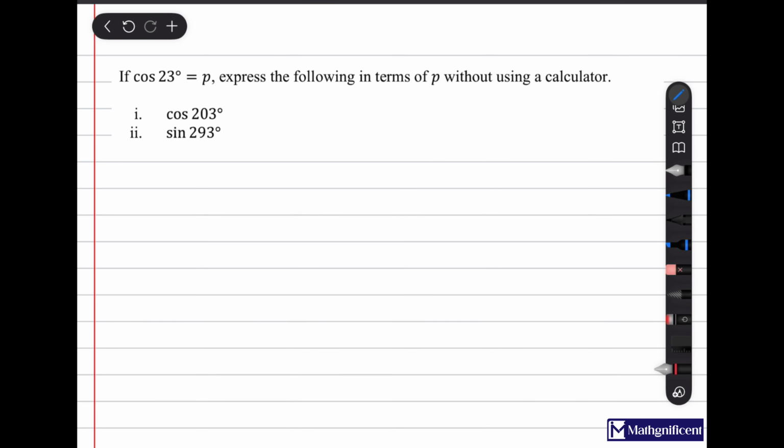Good day, guys. So today we are given this question here that is based on trig expressions, right?